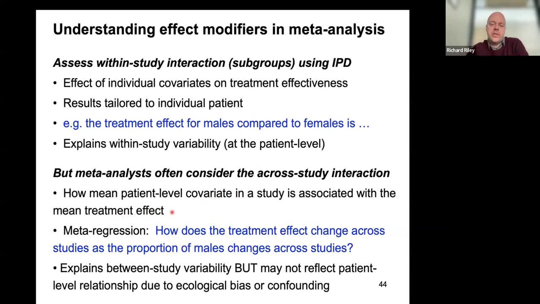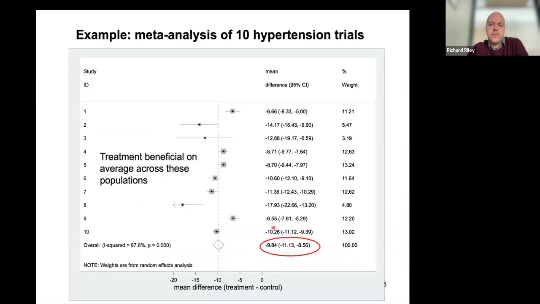So this is what meta-regression looks at. For example, it would say, how does the overall treatment effect change across studies as the proportion of males changes across studies? So this explains and examines between study variability, but doesn't reflect patient level, individual level relationships necessarily. And this is a big warning. It's called ecological bias or confounding. We shouldn't be using meta-regression to examine individual level relationships.